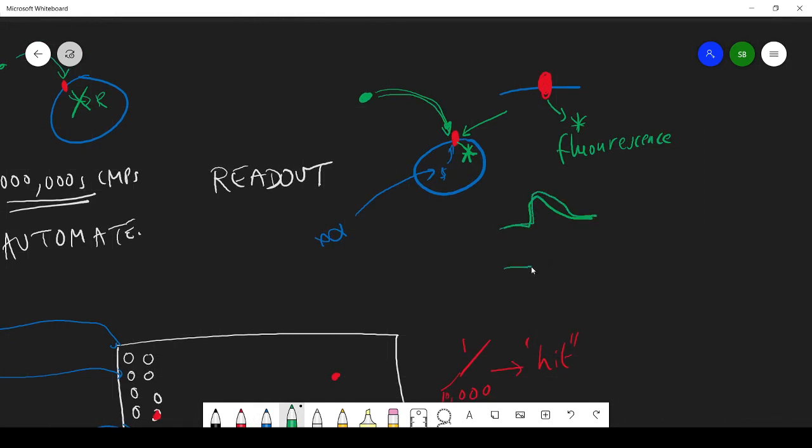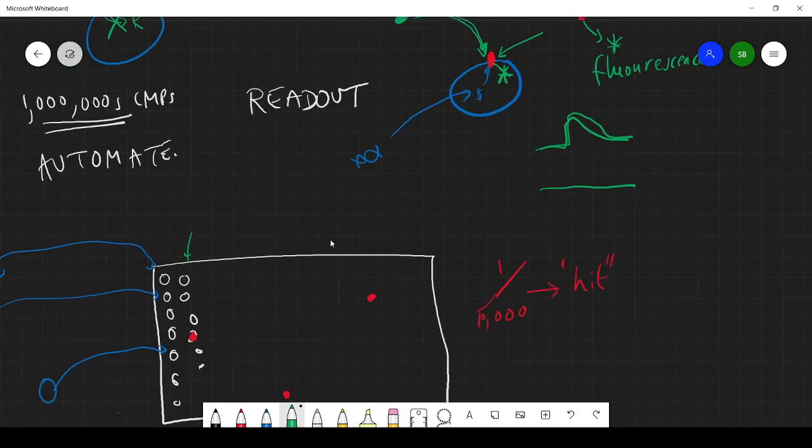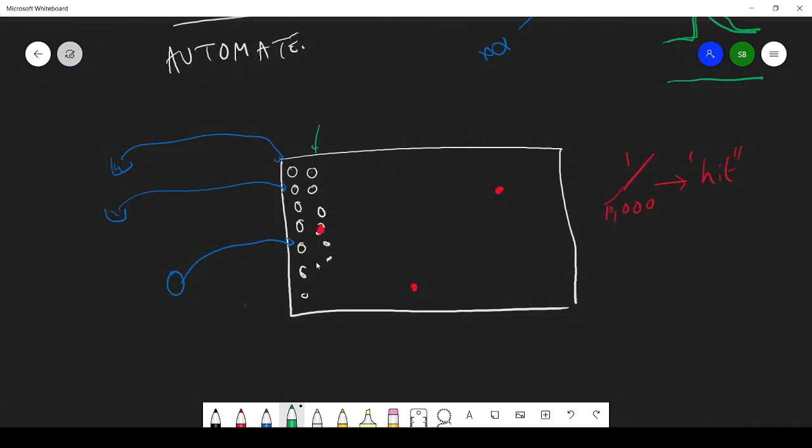Most of the chemicals don't do anything. So for most of these wells, you see nothing at all. But on the rare chemical that actually works, you get a signal. And this is exactly what you're looking for. You're looking for your hit, as we call it. And that produces your lead compound.